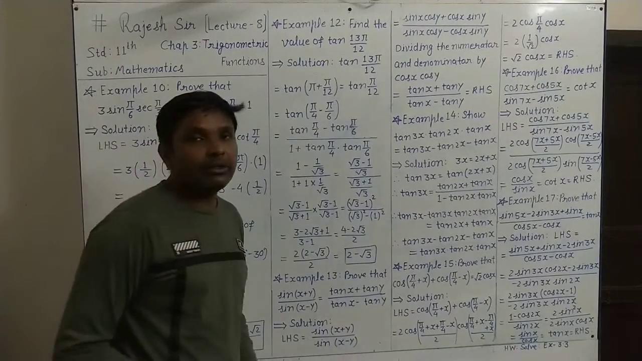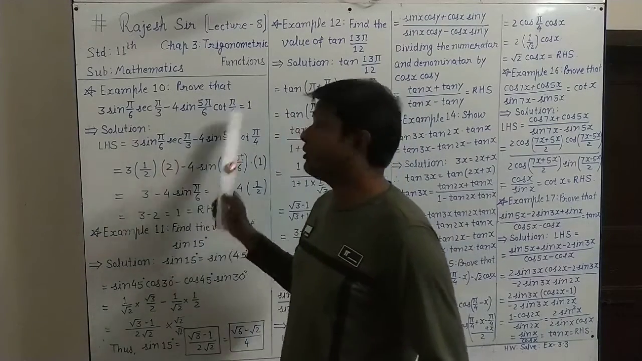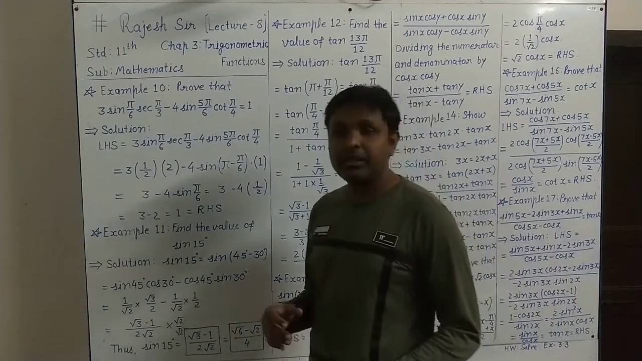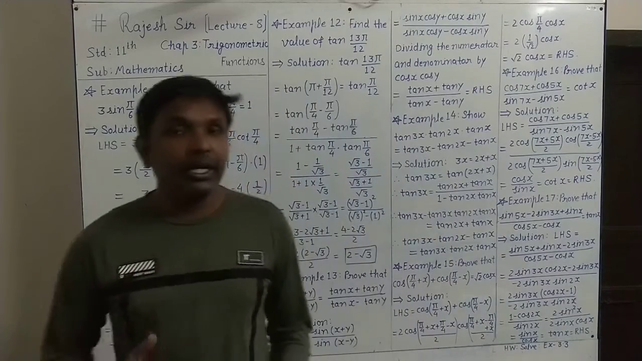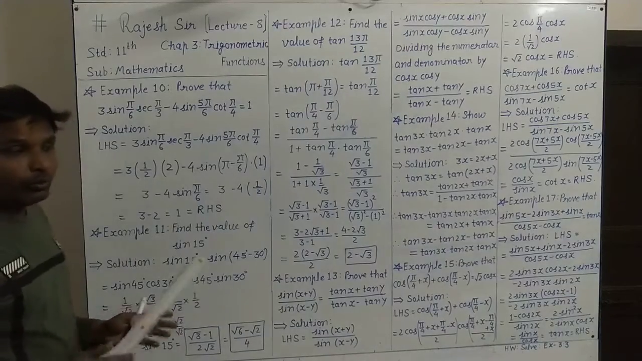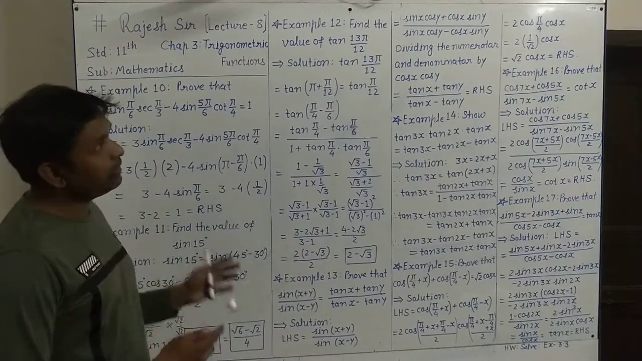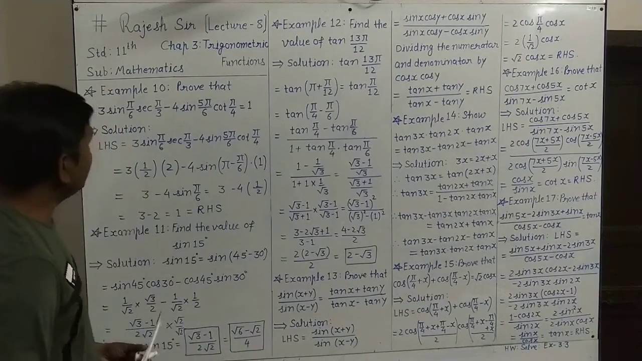In lecture number 7 we have seen the 21 formulae related to trigonometric functions. In that, the sum of the angles and difference of the angles and related formulas we have seen. Now in this lecture we will use those formulas and solve the given examples. So let's see one by one.